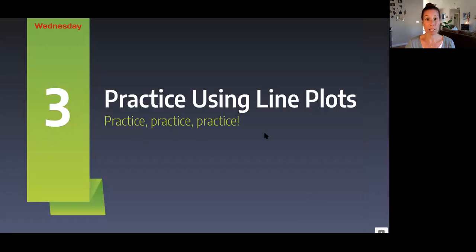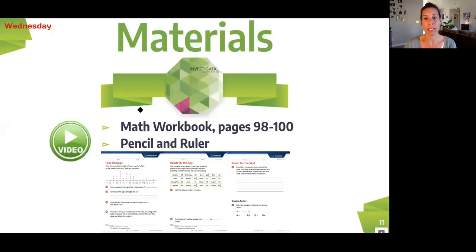Okay, so practice, practice, practice. We know that the more we practice, the better we get. So let's see the materials that we are going to need. You're going to need your big math workbook. We're going to be working out of pages 98 through 100. You're also going to need your pencil and ruler. Press pause, go get those things, and come right back.